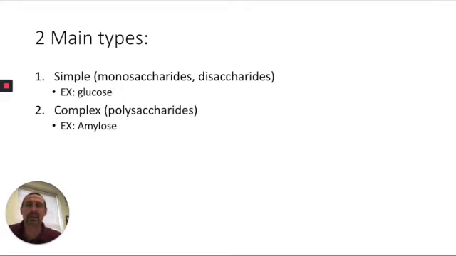There are 2 main types of carbohydrates. There are the simple ones, monosaccharides and disaccharides. That's mono, 1 sugar; di, 2 sugars. Polysaccharide, many sugars.